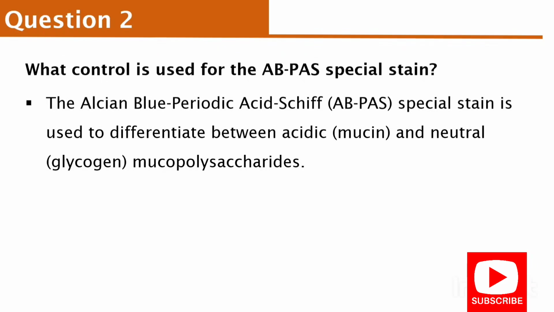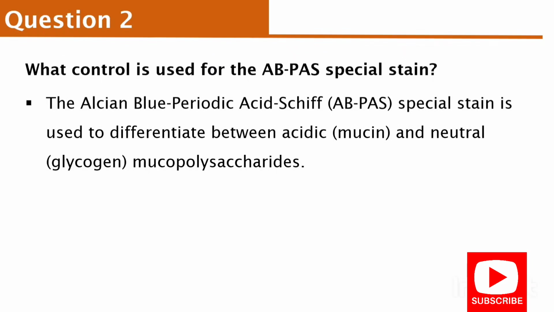Alcian blue periodic acid-Schiff. So this is a special stain, and what this special stain does is that it is a differential stain. Are you getting me? Meaning that the Alcian blue will stain something different and give you a different coloration, a different property of a particular cell, while the periodic acid-Schiff will show you another type of property of a cell. So that is why I say it is a special, differential stain that differentiates between acid and neutral. So it differentiates acid mucin and neutral glycogen. Does that make sense? So that is what it does.